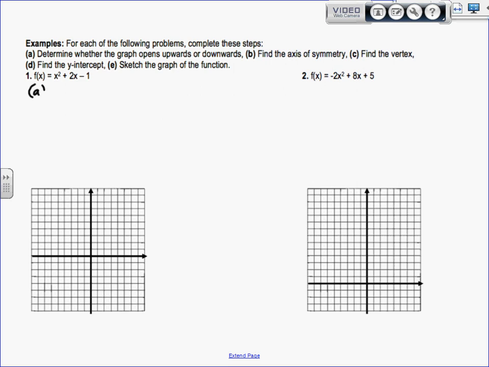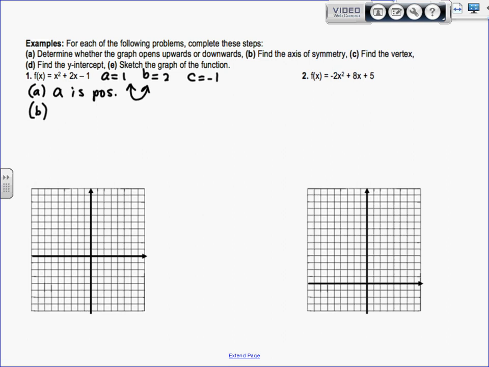Okay, so starting with part A. I want to see what A, B, and C are. So A is 1, B is 2, C is -1, right? I'm identifying the coefficients, just like synthetic division in the last chapter: 1, 2, -1. All right, so I have A. A is positive. I'm only worried about if it's positive or negative. So if it's positive, it opens upwards. All right, smiley face.